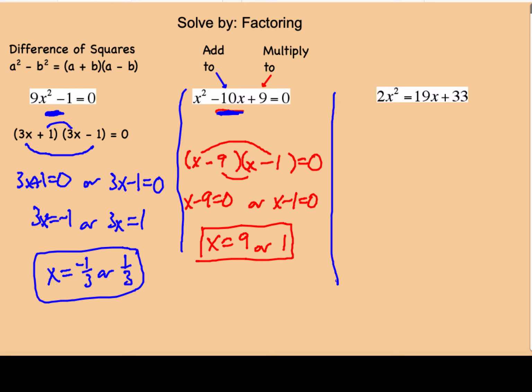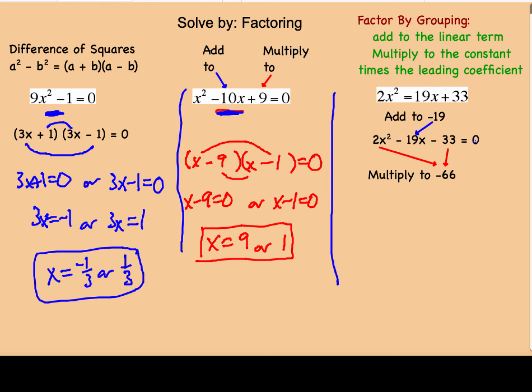And then finally, over here at the right, it gets a little trickier if we're not equal to 0. So again, the first thing we're going to want to do is get ourselves equal to 0. Then also that 2 out in front, that 2x squared, makes things a little bit harder to do. But there is a great method called factoring by grouping. And it's a little bit weird, but you can do it. If you still want to add to the middle, much like we added to that negative 10x, I want to add to negative 19 this time.